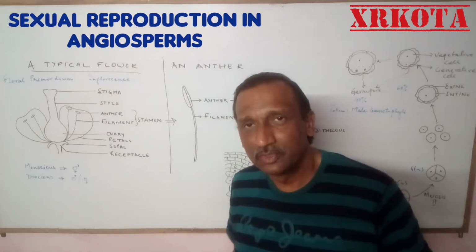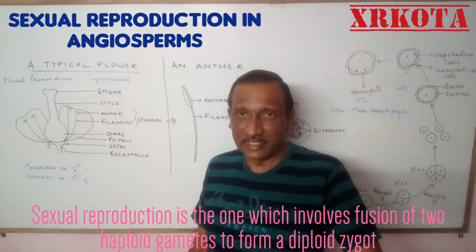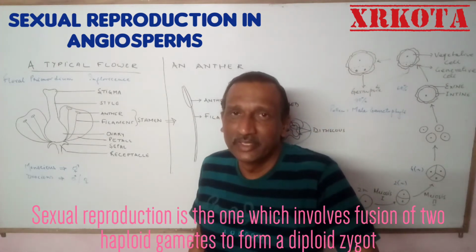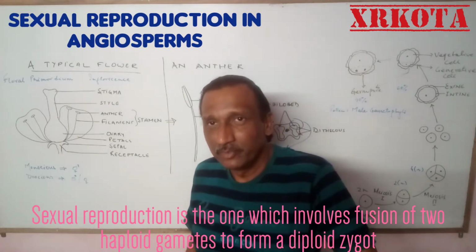We are going to study sexual reproduction in angiosperms. Sexual reproduction, as we already studied, is a type of reproduction in which the fusion of gametes takes place. Gametes are always haploid, and they fuse to form a diploid zygote.